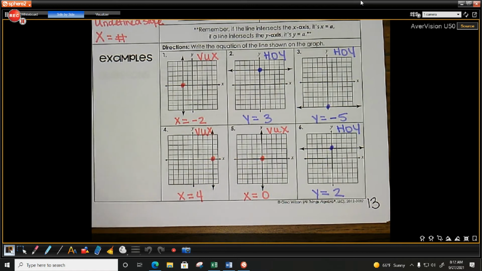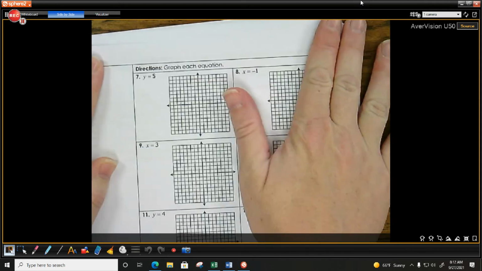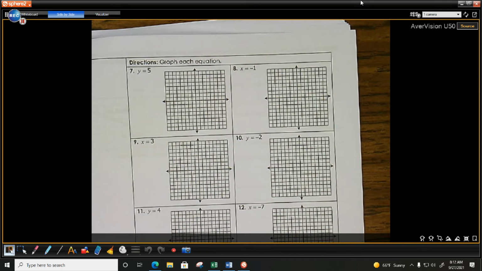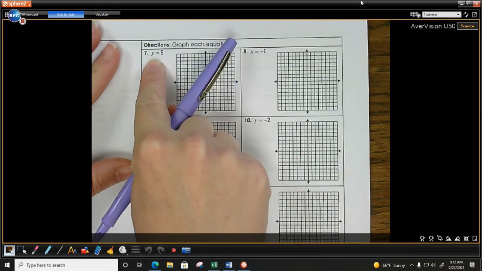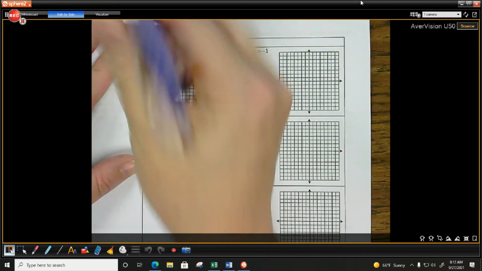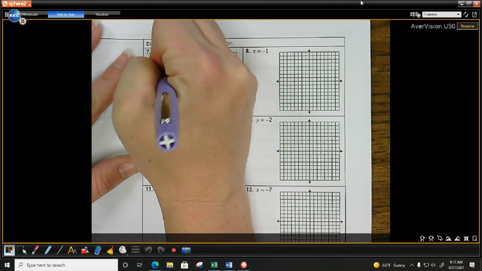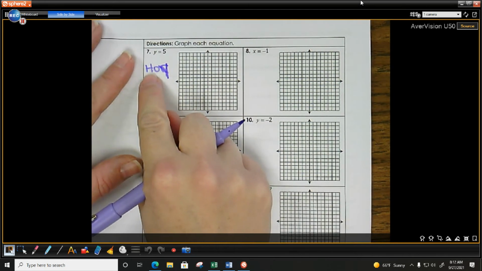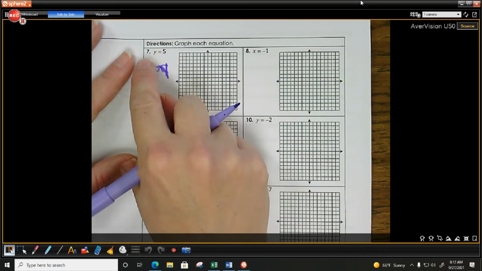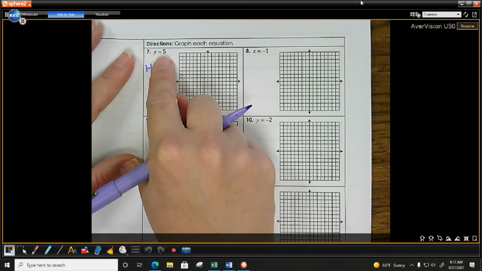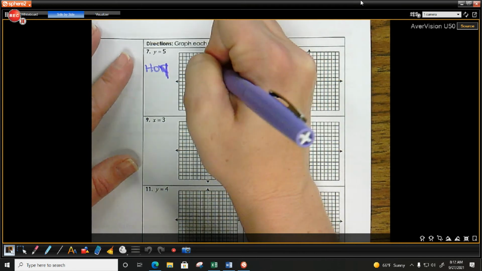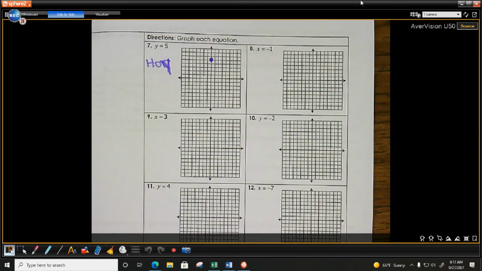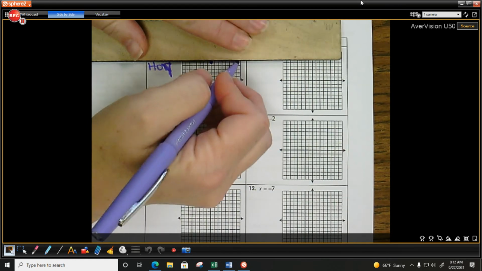Okay, now we're going to graph them. Same as we did on the front, right? If it's a hoy or a vux. So this says y equals. If it's a y equals, is that a hoy or a vux? That's a hoy. So that means it's going to be a horizontal line. So it says y equals 5, so I'm going to go on the y-axis to 5. Put a dot. Since it's a hoy, it is a horizontal line. So draw your horizontal line with arrows at the ends.